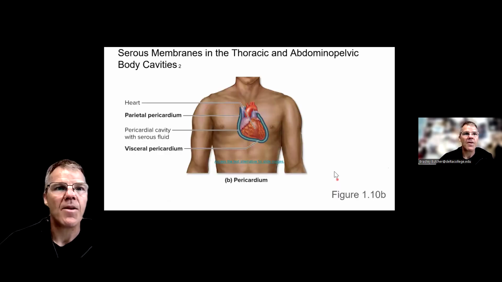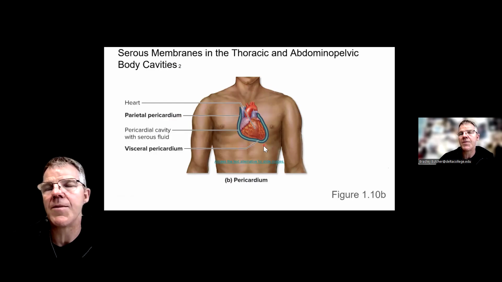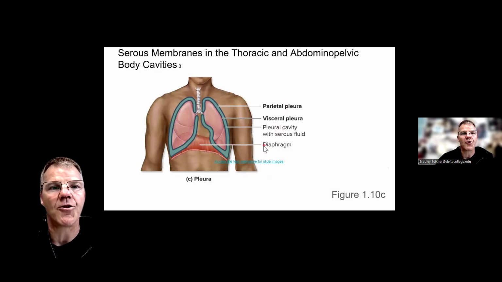So again, here's that serous membrane in the thoracic cavity, right? We have the parietal pericardium that is going around the heart. The visceral pericardium is in the middle, and the pericardial cavity, which is filled with that fluid. So the parietal pericardium, that's the outside, the outer layer. The visceral is the inner layer. Visceral typically means deep to or internal.